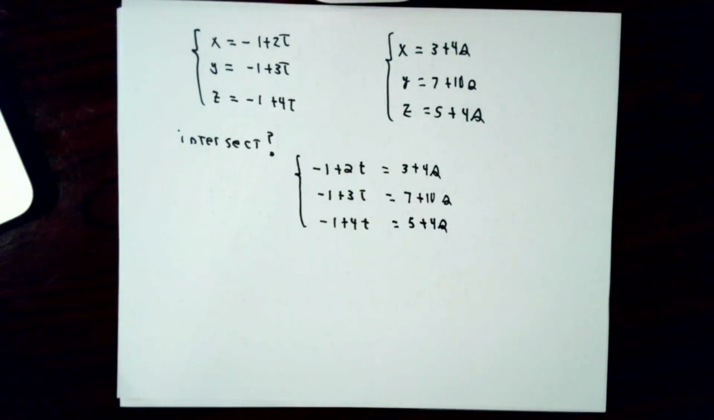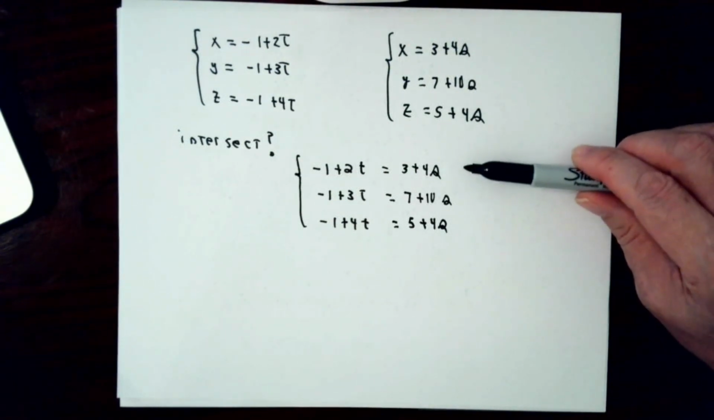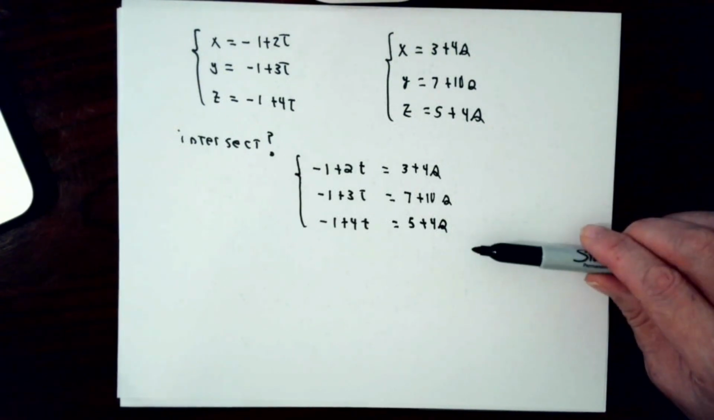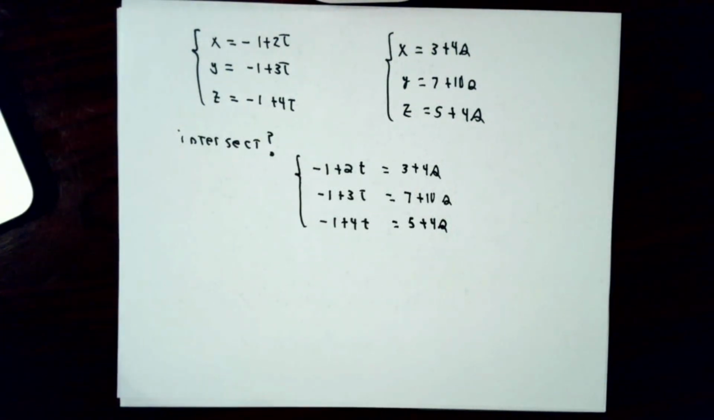To make that happen, it must be true that the x-coordinates that come out of the two sets of equations are the same, and the y's, and the z's. All three of these things have to be true if I'm going to have an intersection point.